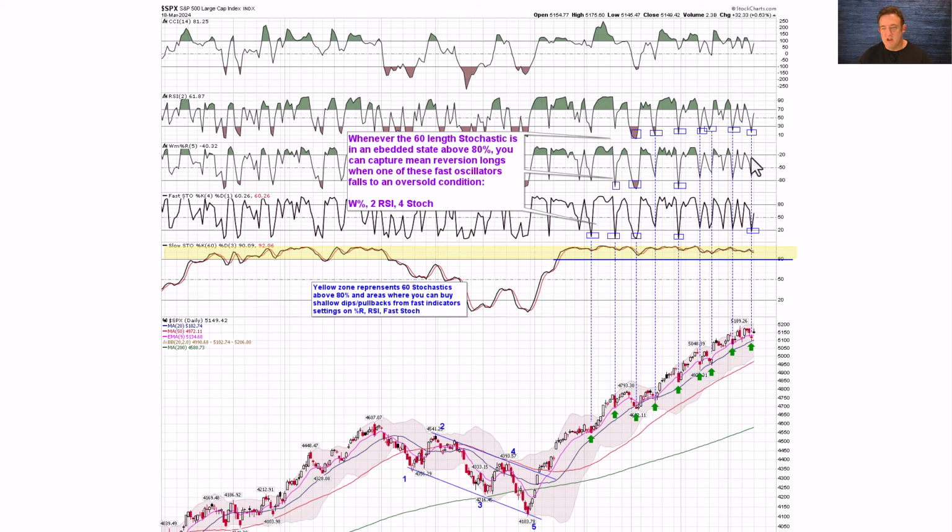But you can see last Friday, a couple of these oscillators got oversold, the 2 RSI and the 4 fast stochastic. So that would have triggered a little long on Friday, which today has been profitable. Next.